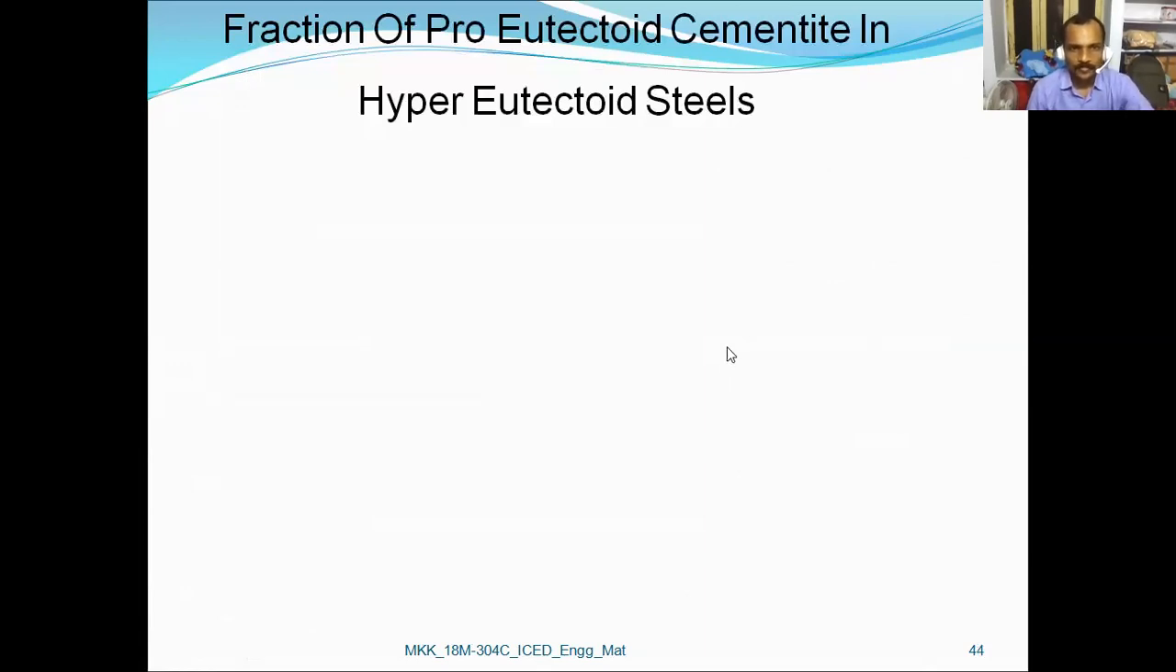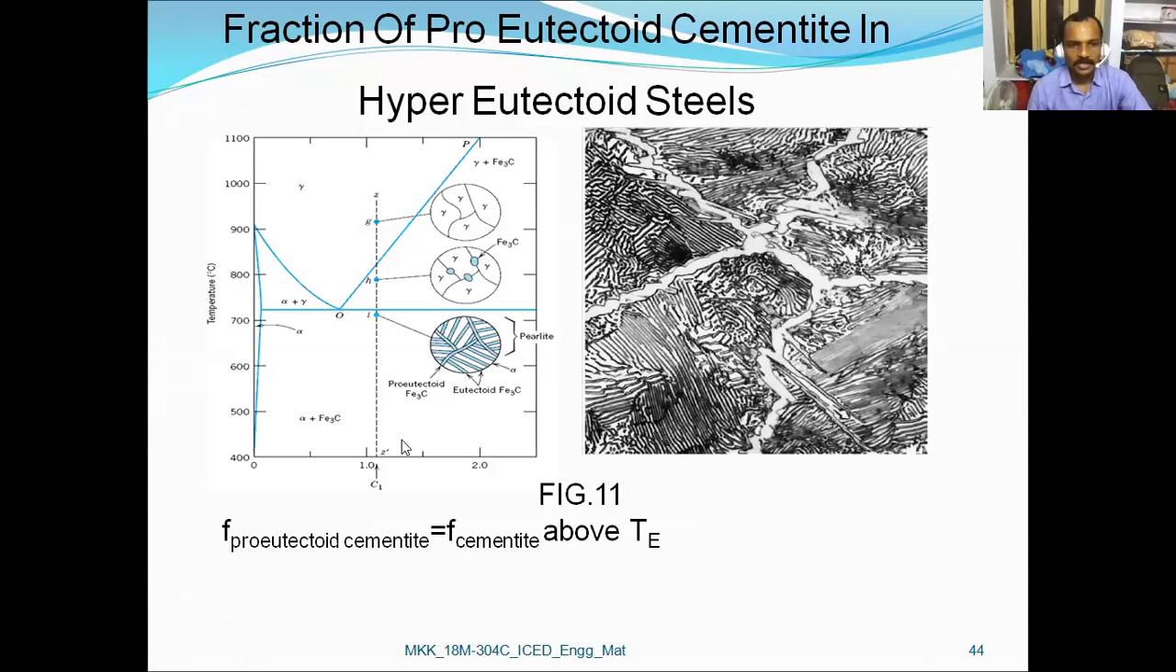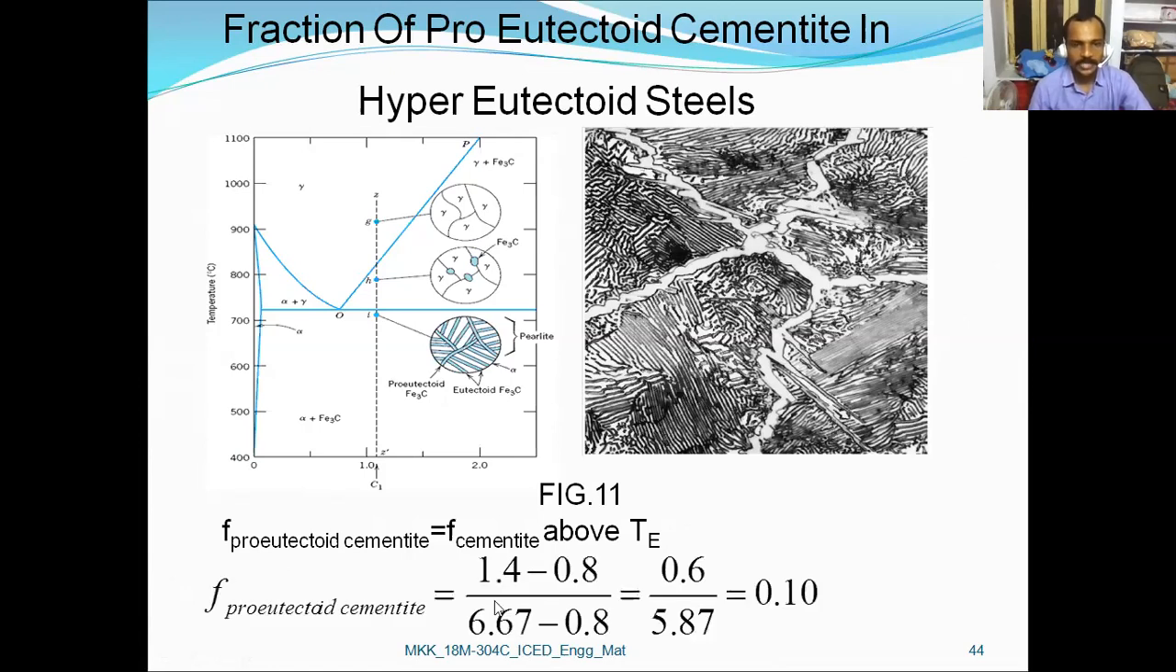So the fraction of proeutectoid cementite in hypereutectoid steels. The fraction of proeutectoid cementite, which is equal to the fraction of cementite above Te, can be calculated as 1.4 minus 0.8 by 6.67 minus 0.8, which can be calculated as 0.10, nothing but 0.1.